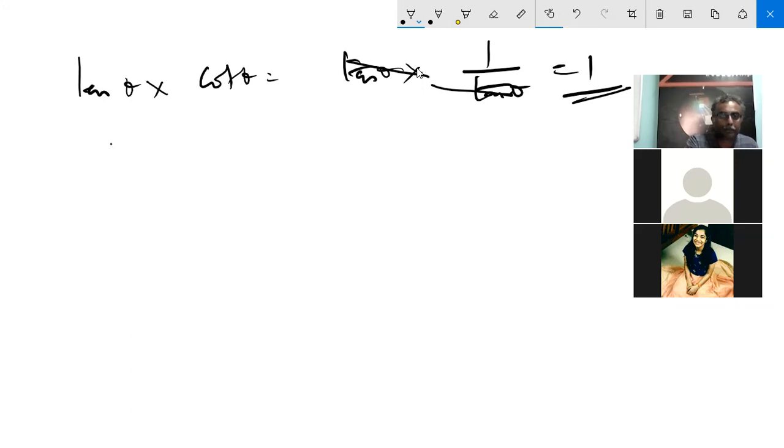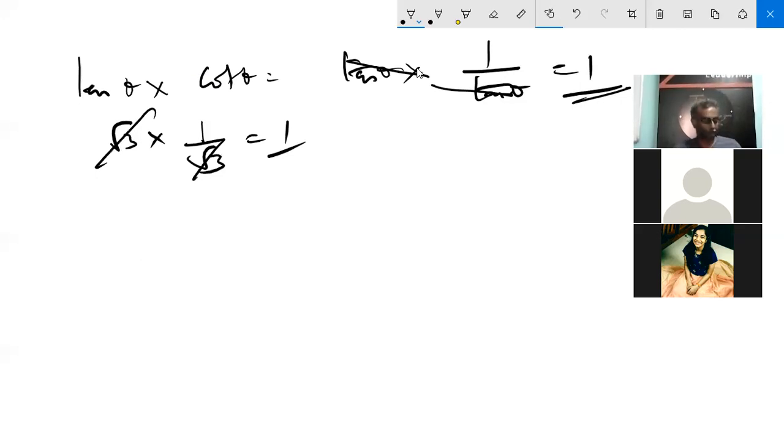Root 3. How much is cot 60? 1 by root 3. Root 3 cancels. The answer is 1. Very good. This is the second sum, same example 6.5 value. Now, fourth problem.